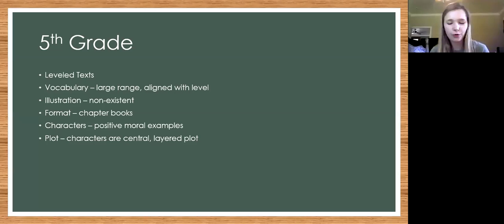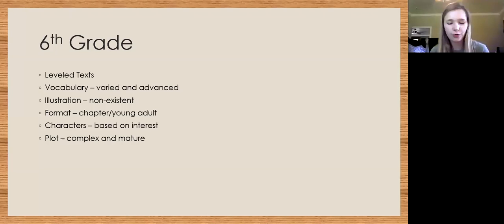And then finally, for 6th grade, we have on-level text still. For vocabulary, there are various dialects and they're more advanced. For illustrations, they're limited basically to just instructional text at this point. So having illustrations in their literary texts should be non-existent. For format, they can read chapter books or young adult novels based more on interest rather than reading level. So 5th grade was very based on reading level. 6th grade is more based on interest. So this is where you'll see students branching out more, trying different books that may be out of their level, but more in their interests.